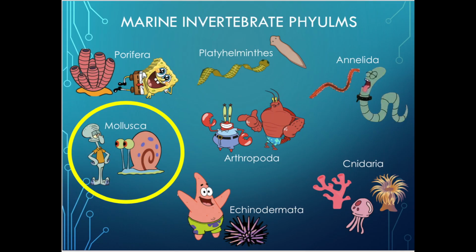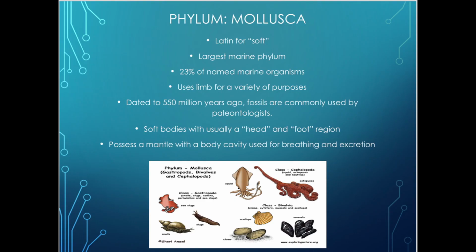All right. So let's move on to our next phylum, the mollusk. All right, so here's the next question for you guys. What is a mollusk? Is it a clam or a coral? So clams are a mollusk. Mollusk, or mollusca, is Latin for soft. So these are softer animals, at least in some regard. They're the largest marine phylum. 23% of all marine organisms are mollusks.